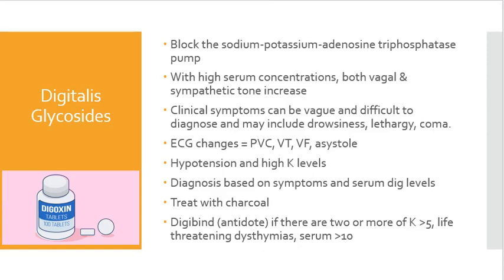You might see ECG changes. You can see hypotension and you can see high potassium levels. Diagnosis is really based on the symptoms that the patient has and serum DIG levels. We treat it with activated charcoal. The antidote for digoxin toxicity is Digibind, and it's usually only given if there are 2 or more of the following: a potassium greater than 5, any life-threatening dysrhythmias, and a serum level greater than 10.